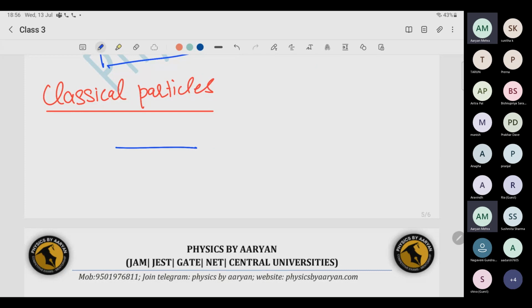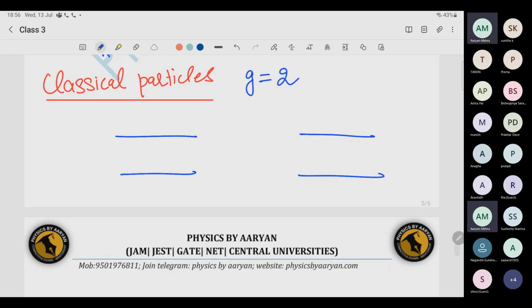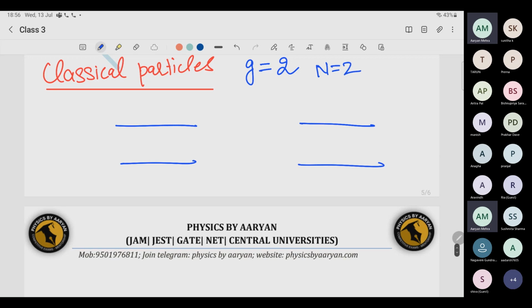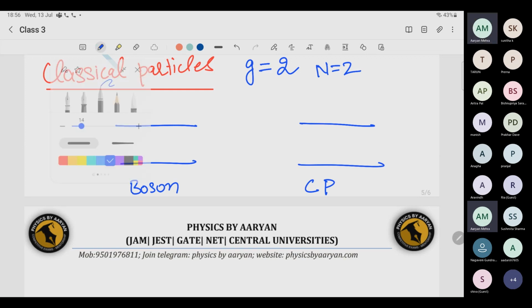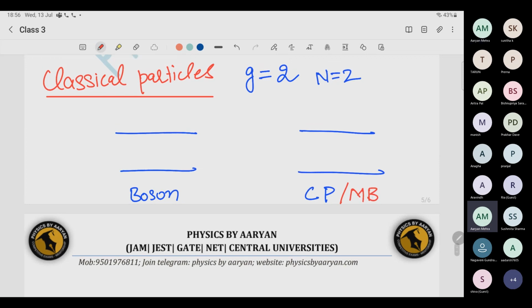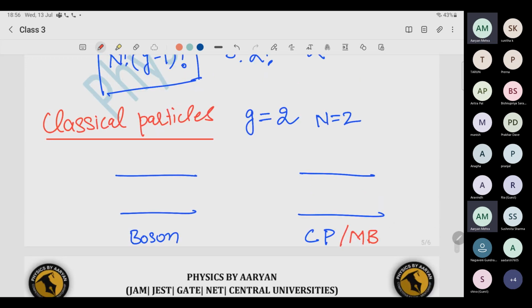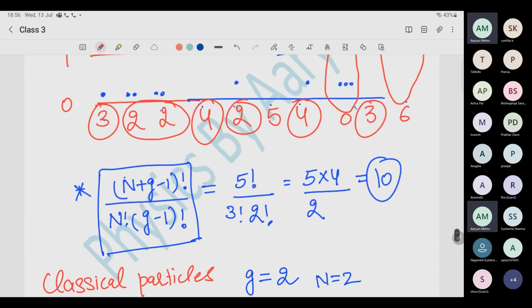So let's say there are 2 energy levels and there are 2 particles only. So this is a scene of bosons and this is a scene of classical particles. Classical particles are sometimes also called Maxwell-Boltzmann particles because they follow the Maxwell-Boltzmann distribution or classical distribution. So how do you distribute in bosons? First everyone use that formula and tell me what will be the number of ways in case of bosons.